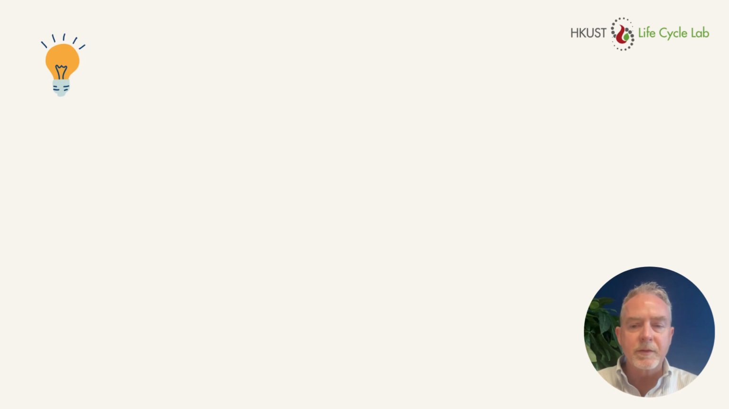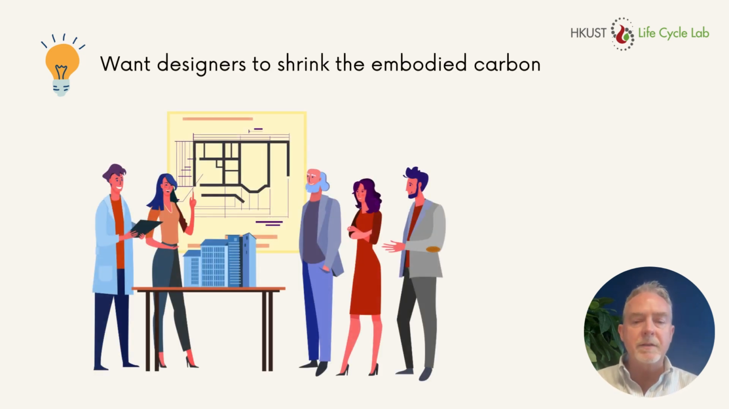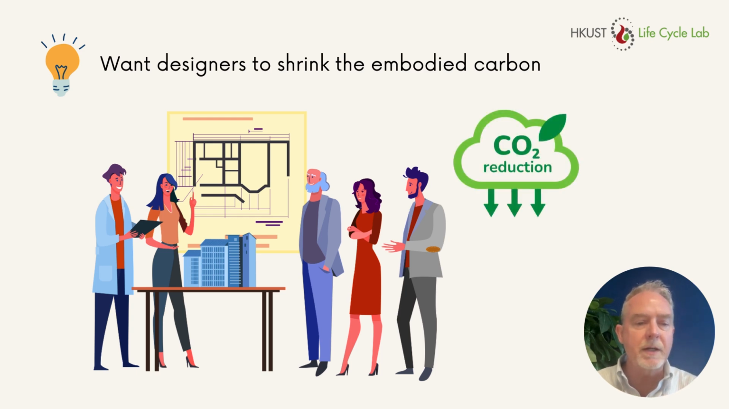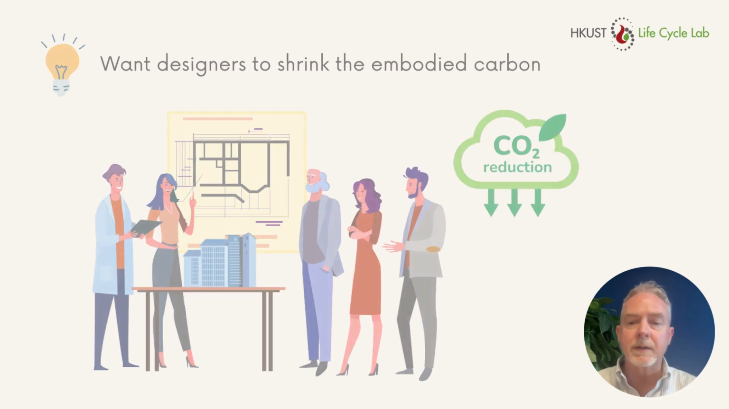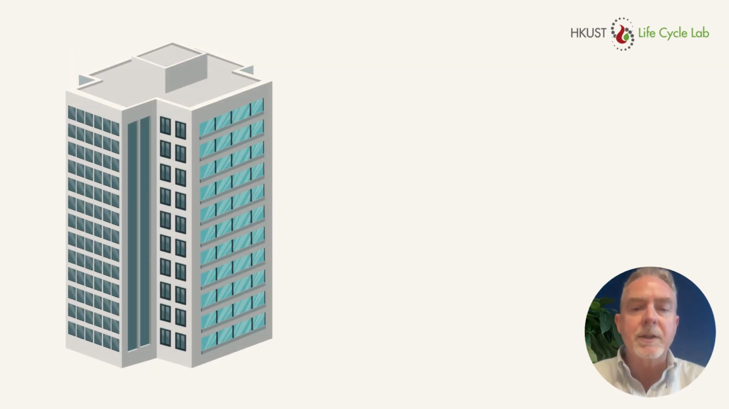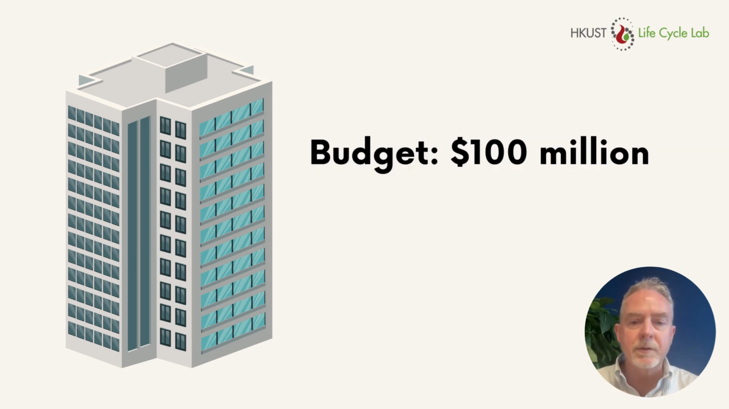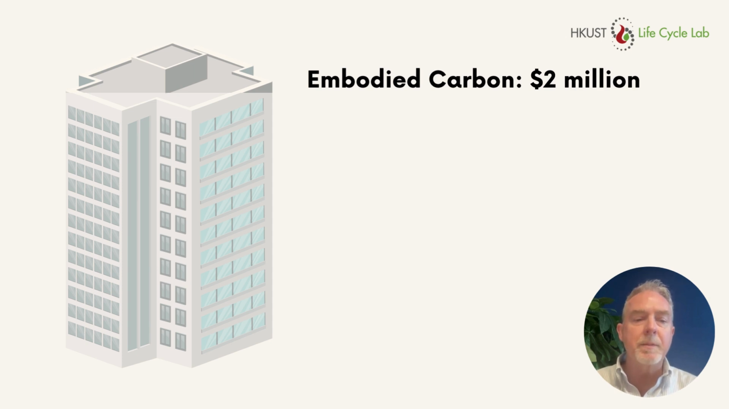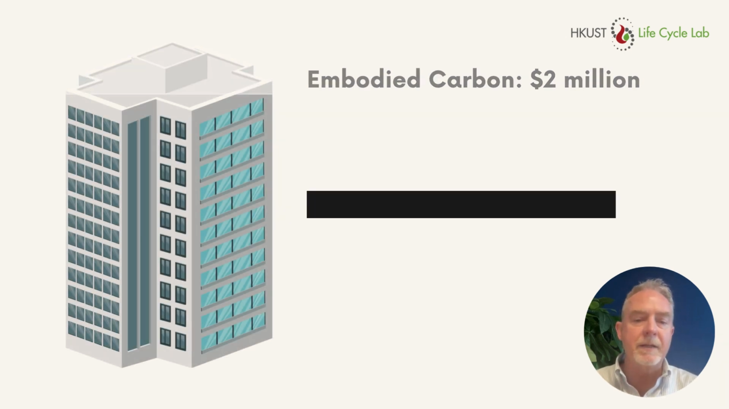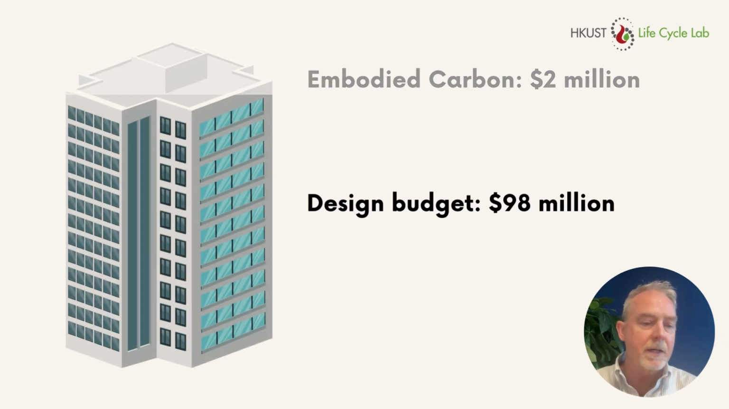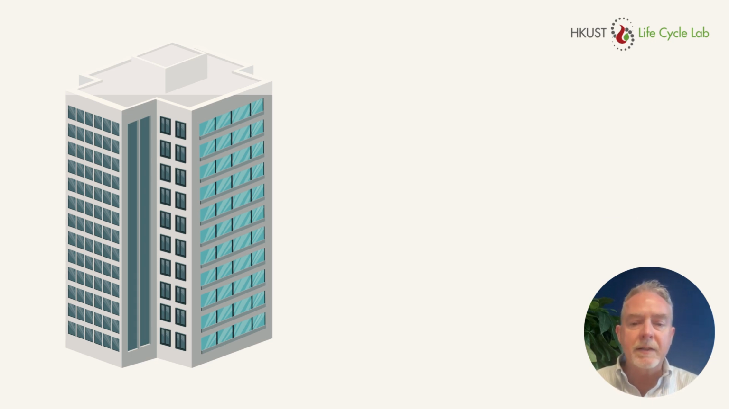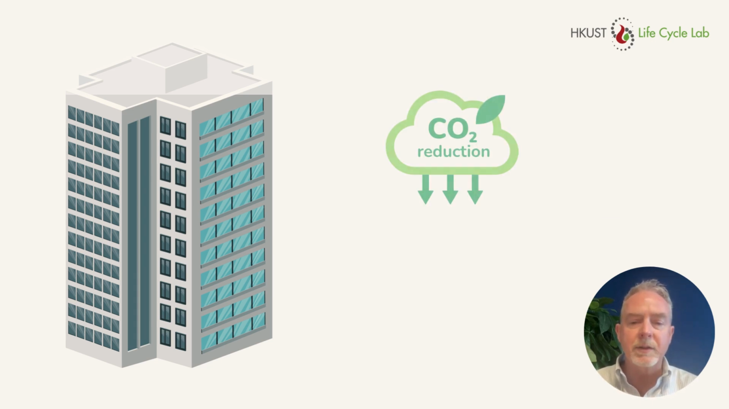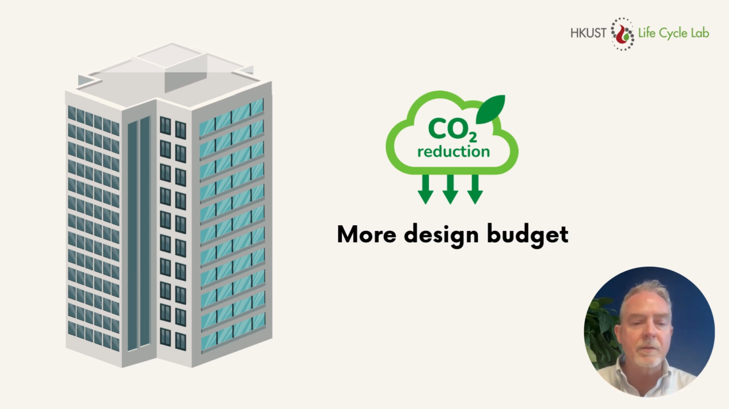But number two, the second reason is because we want an incentive for the design teams to shrink that embodied carbon as much as possible so they have more budget to work with. So let's take a look at it this way. Imagine that we have a new capital project and the budget is $100 million. And the estimate for paying down the embodied carbon is 2 million. Well, that means that effectively the design team has a $98 million budget, not 100. But if the design team can develop creative means for avoiding carbon and the embodied carbon, well, then there's more money to work with. And that's what I think we all want.